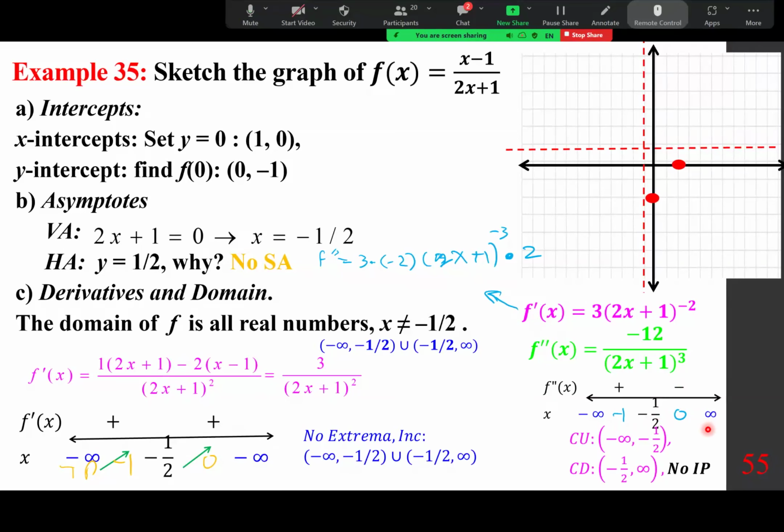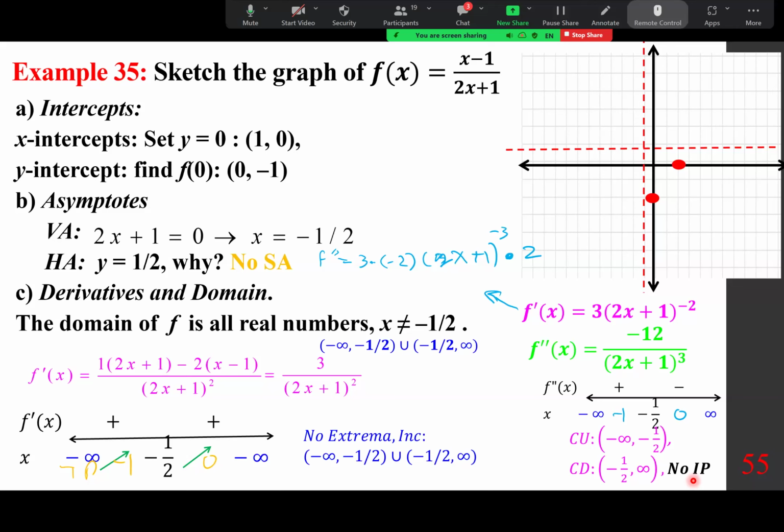Now, the inflection point can happen at -1/2. However, -1/2 is not part of the domain, therefore there is no IP. One more time. If the function was defined at -1/2, you would put it in there and find the y coordinate, and that would be the inflection point. It's not, because it's not part of the domain, and that's why we don't have an inflection point.